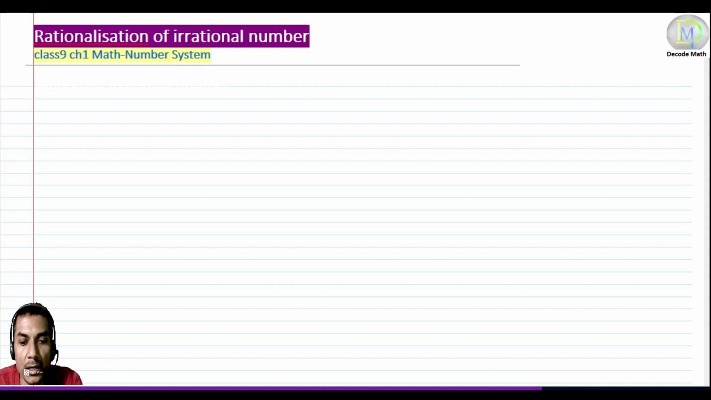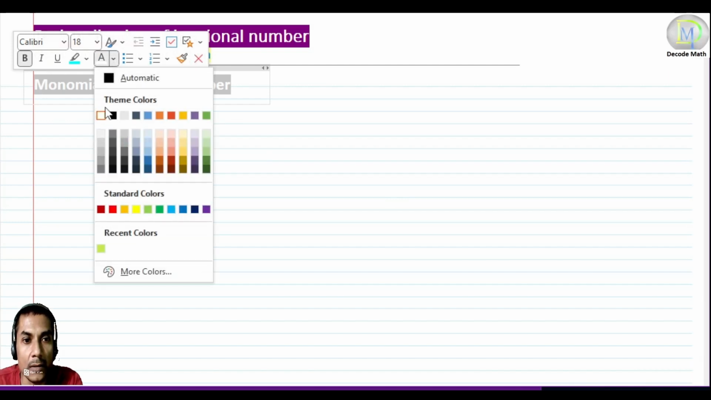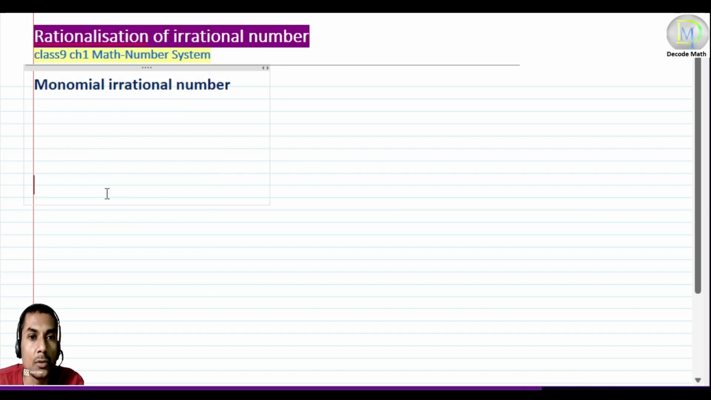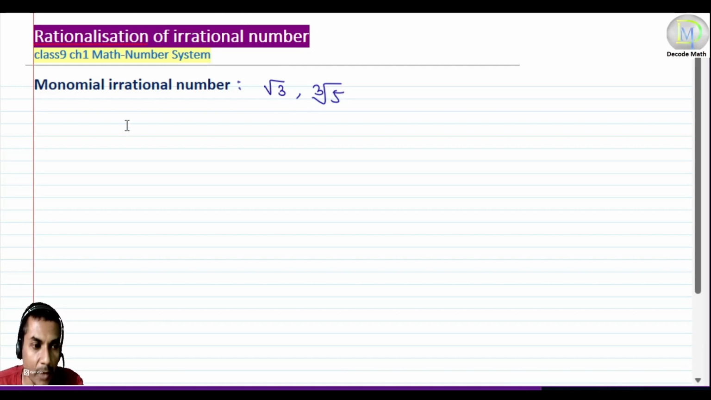So first we learn the monomial irrational number. So what are those monomial irrational numbers? The irrational number having only one term is called the monomial irrational number. For example, root 3, 3 root 5, these are all monomial irrational numbers because they have only one term.